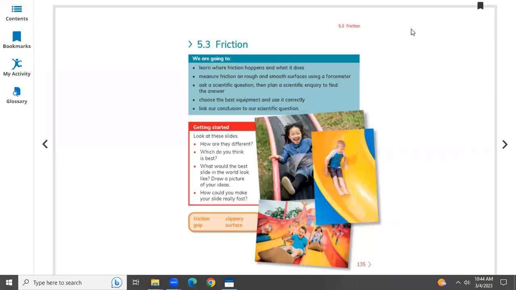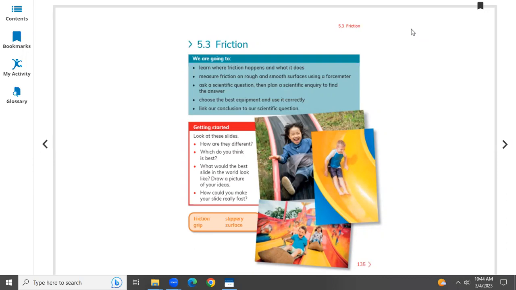Hello everyone. Today I'm starting lesson 5.3, friction, from your science learner book for grade 3 Cambridge book. We are going to learn about where friction happens and what it does. Measure friction on rough and smooth surfaces using a voltmeter.